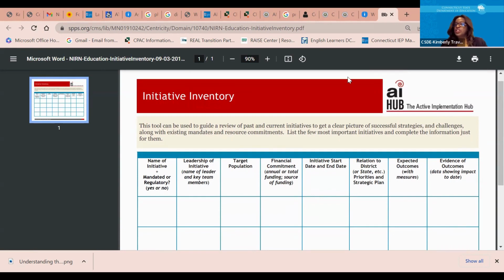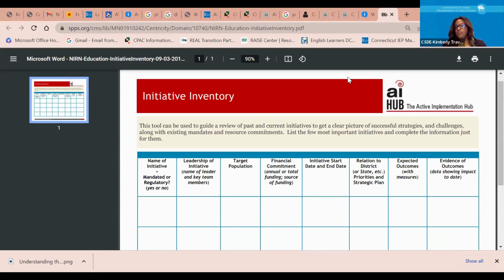And it can be an intervention, a program, strategy, whatever you want to call it. And then also the initiative start date and end date. The relationship to the district priorities and strategic operating plan. This is also another critical piece, is that sometimes we have all these initiatives all over the place, but they're not aligned to what our outcome is for our strategic operating plan. And then what is the expected outcome with measures? And then what evidence are you going to look at to show that you had that outcome?